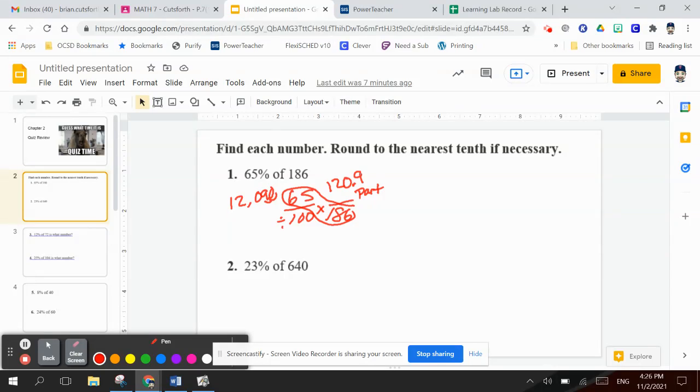Same thing with number 2, 23% of 640. Again, 23% is 23 over 100. And 640 is my total. So I'm going to cross multiply 23 times 640 is 14,720. And I'm going to divide that by 100. So I move my decimal 2 places back. So here's my decimal. So I go 1, 2. So my part is 147.2.